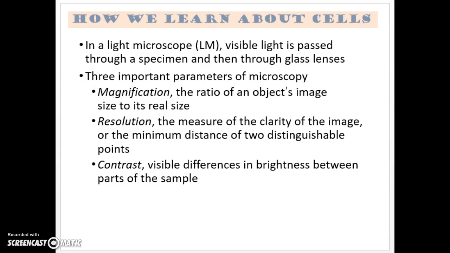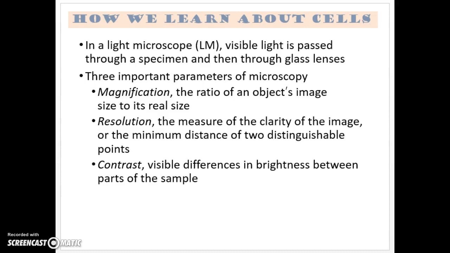Basically, what you should know is the one that we commonly use in the classroom is just a light microscope, in which we use visible light passed through a specimen and then look at it through a glass lens. The three parameters of microscopy, no matter what we're using to look at things, are magnification, resolution, and contrast. And we adjust these things.